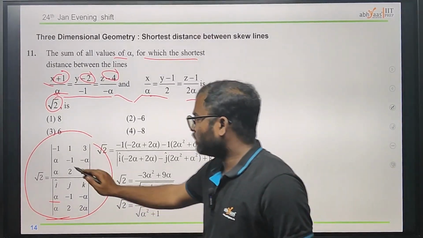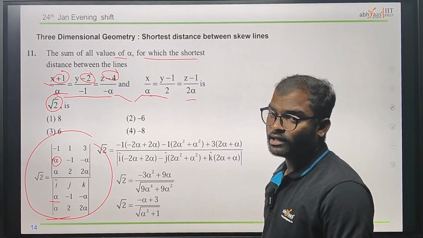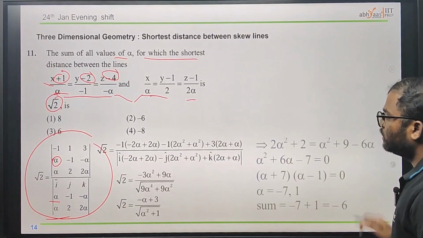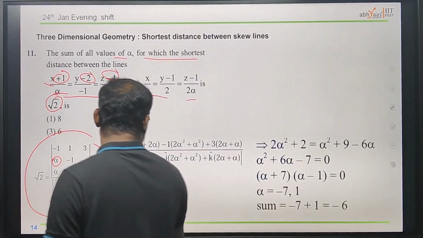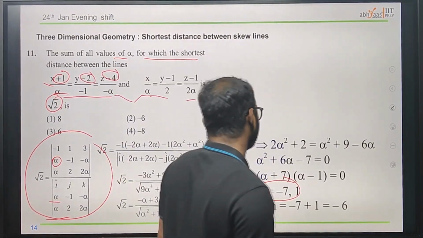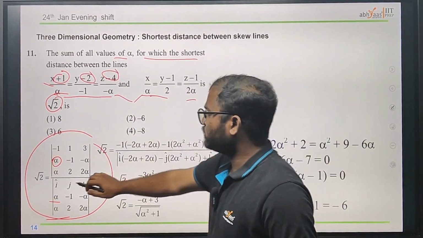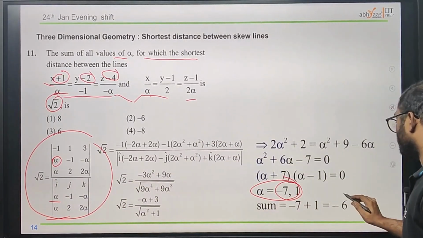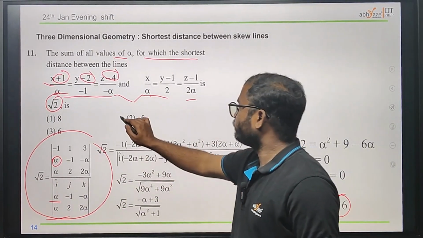It is easy to find alpha here. We just have some calculations, that's why it takes time. Ultimately it leads us to alpha equal to minus 7 comma 1. So ultimately this formula has to be known, and after adding those two we get minus 6 as the answer.